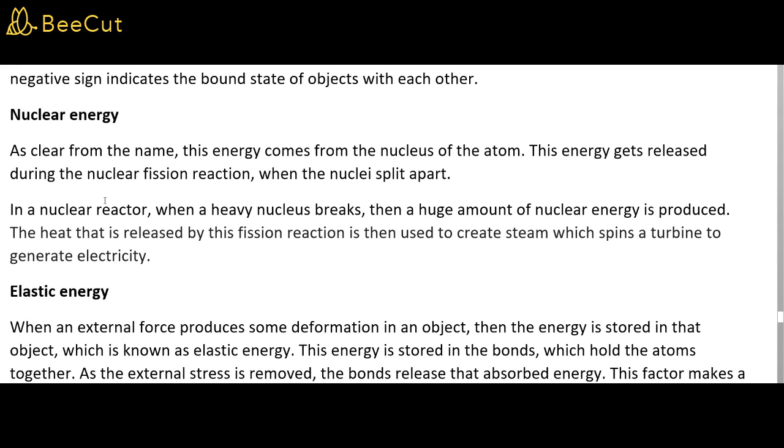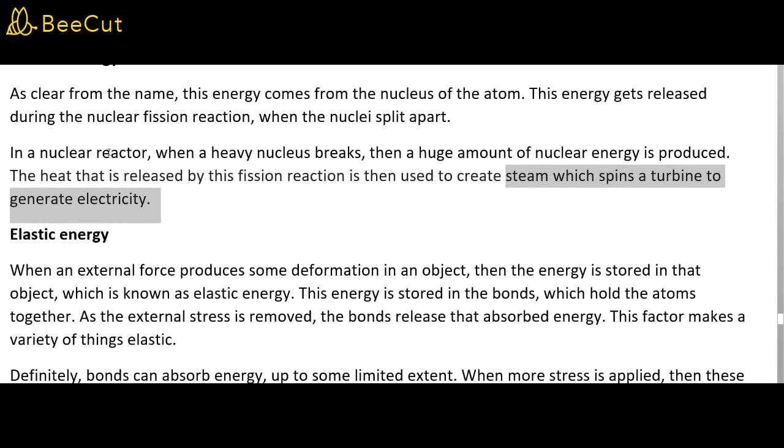The next type of potential energy is the nuclear energy. As is clear from the name, it is concerned with the atomic level, meaning the nucleus of some atom. This energy is released during the nuclear fission reaction, when the nuclei split apart due to some unstable reactions inside the nucleus. In a nuclear reactor, when the heavy nucleus breaks, a tremendous amount of heat is released due to the fission reaction. It is then connected to a turbine that is used to generate electricity. So nuclear energy is being transferred into electrical energy in an atomic reactor.